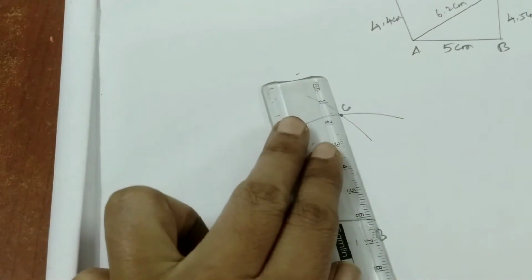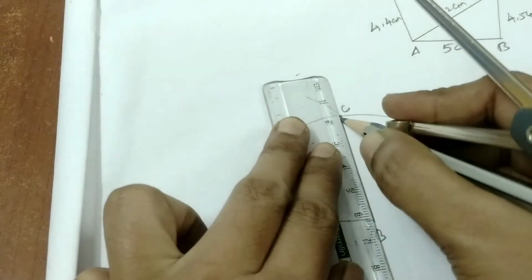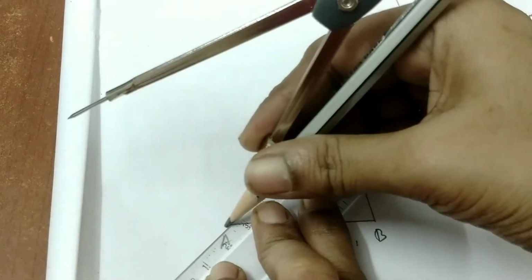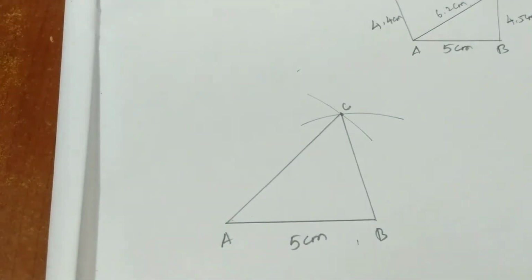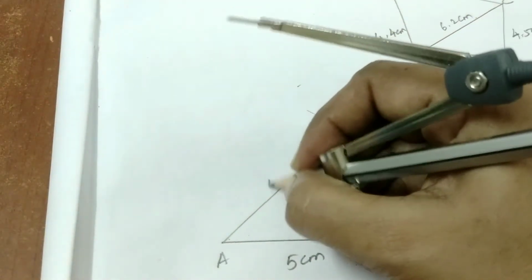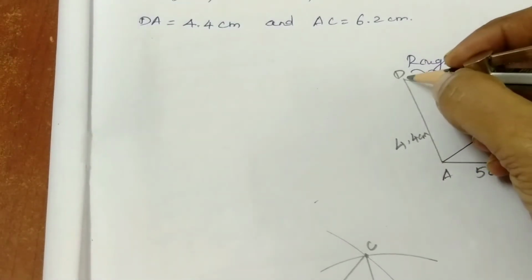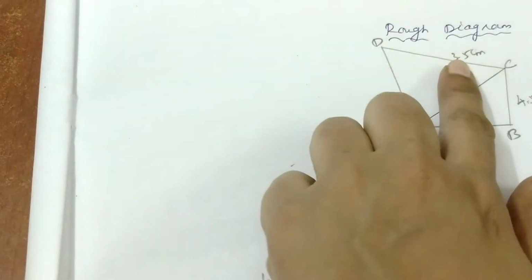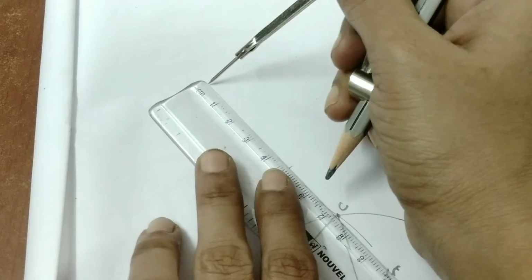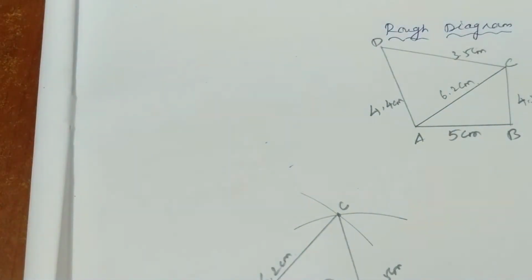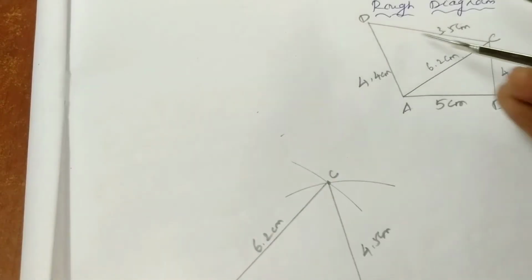Join B and C, and then join A and C. Our BC measurement is 4.5 centimeter. AC is nothing but 6.2 centimeter. Our next step is to construct the point D. Again take your compass and measure 3.5. So here is 3.5, and our CD length is 3.5.